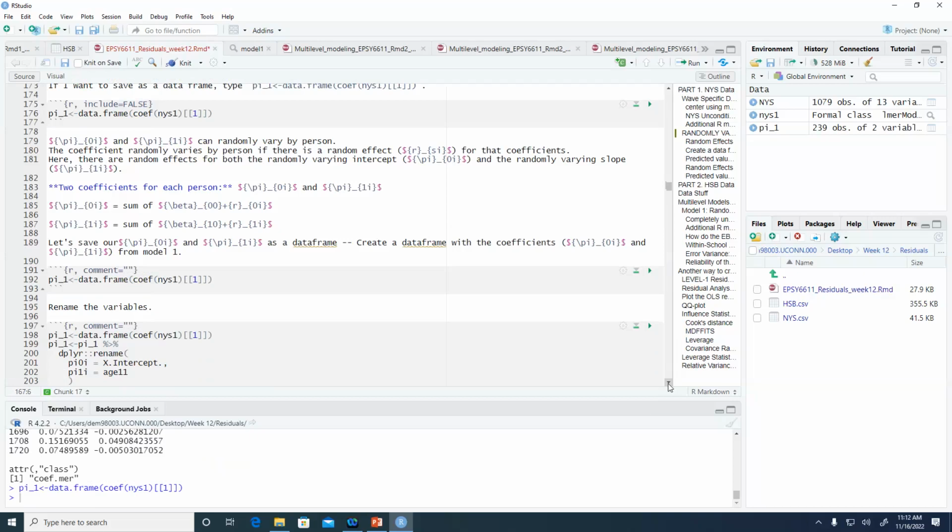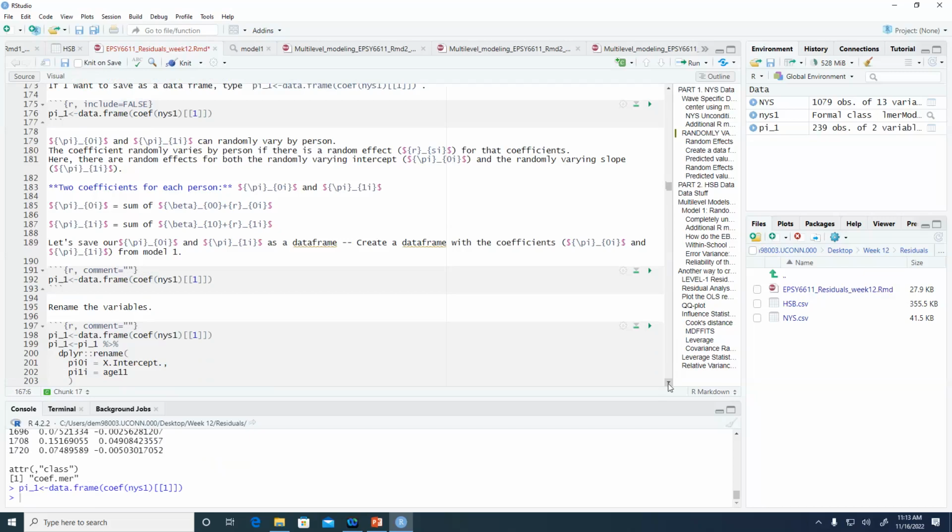But remember that pi naught I and pi 1I, if you think about our multi-level model, are literally beta naught plus r sub naught j is pi naught I, right? So a kid's randomly varying intercept, I've said this all semester long, is the expected value for the intercept, that beta naught, plus the residual, that r sub naught I, which is actually the difference between the kid's intercept and the overall intercept, right?